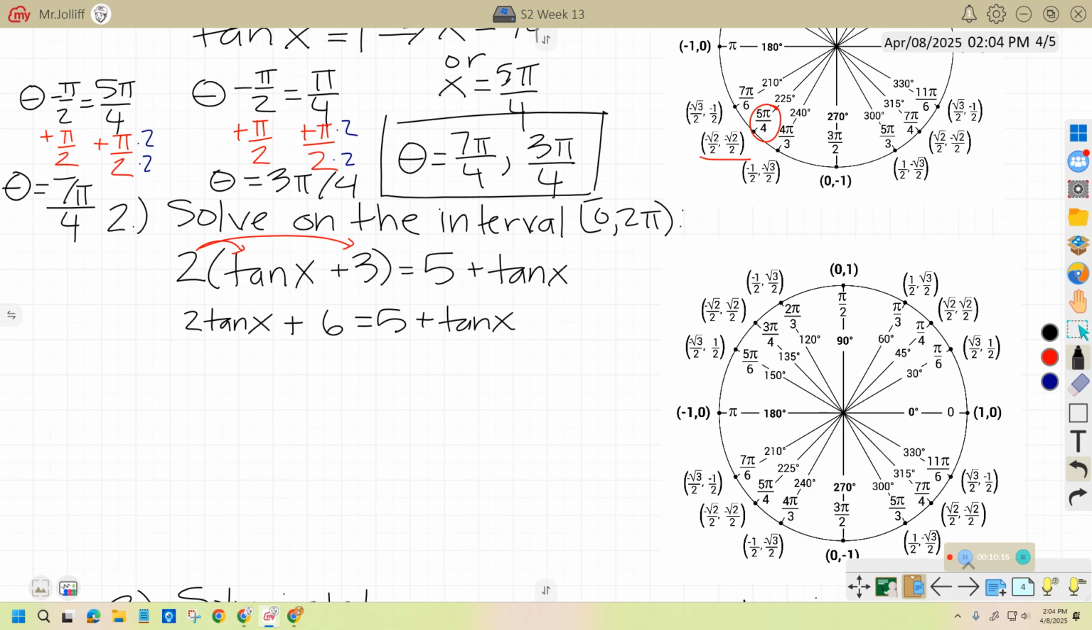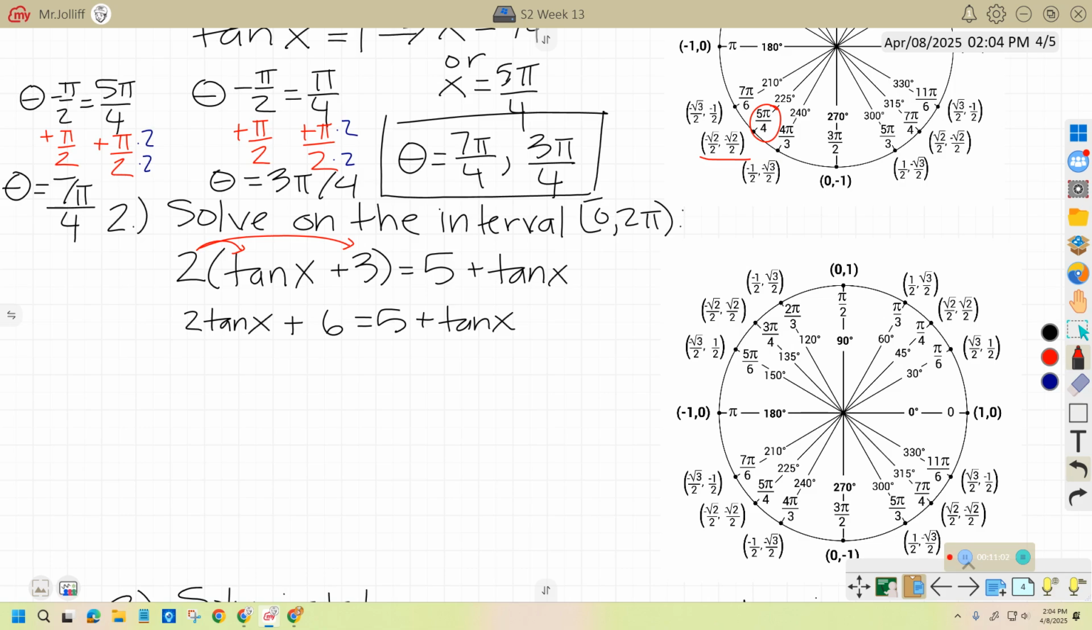What comes next? What's my goal? What's the point of all this rewriting? You should have written it down as the review today. Top of the review, the very first step we do. Isolate the trig function. Very good. I need to get the trig function by itself on the left. I have trig functions on both sides of that equation. That makes me unhappy. I have a 2 tan, I have a tan. How do I move this guy to the left?